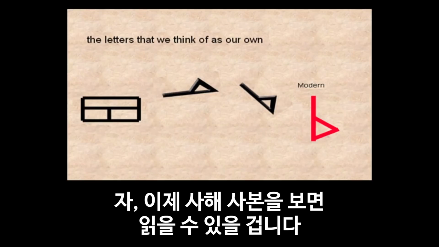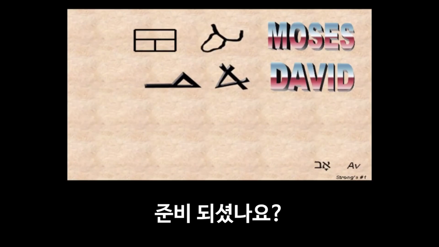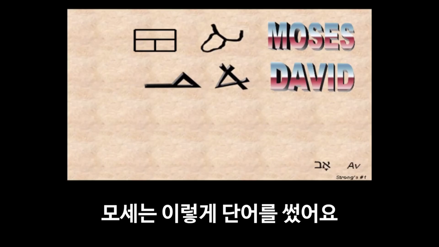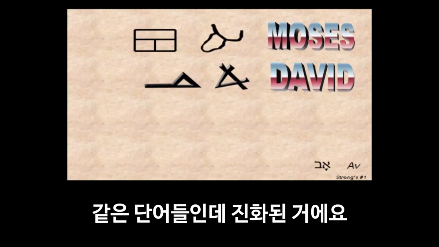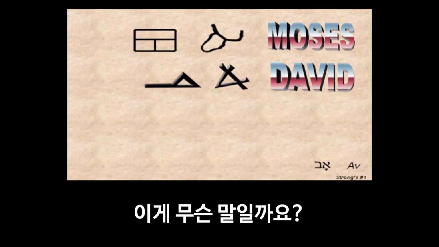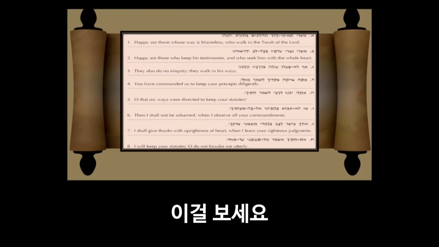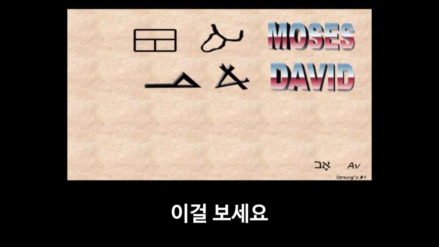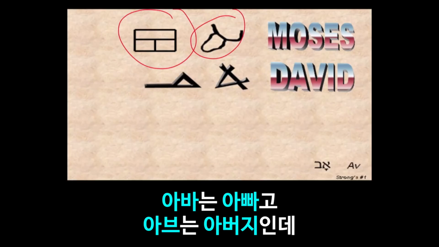So now let's see if you guys can read the Dead Sea Scrolls. Are you ready? Here we go. Watch this. This is how Moses wrote a word, and how David, these are the same letters, but you can see how it's evolved. Well, what do you think that is? Father, Av, Dad. Okay, look at this. Who is the ox of the house? Dad. Abba is daddy, Av is father.